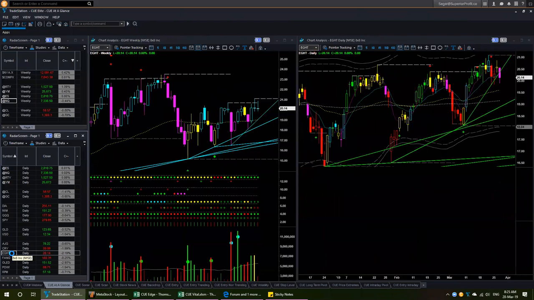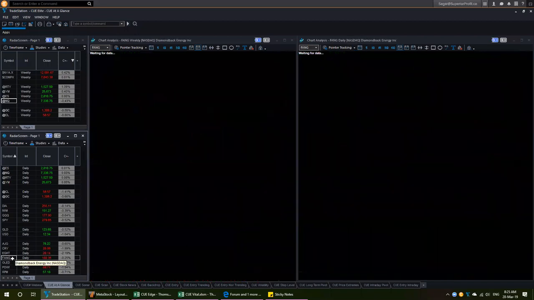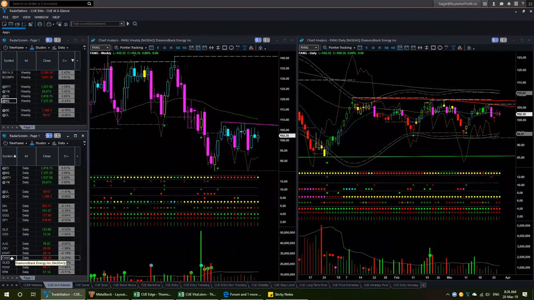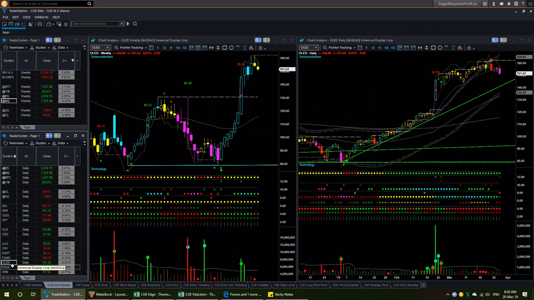EGHT, weekly is cyan. Therefore, we are not going to take any trend following short trade because weekly is not meeting the checklist conditions. We don't need to look at the daily at all. FANG, weekly is cyan. We don't need to look at daily at all. OLED, it doesn't have any trend following setup following the checklist because the weekly is yellow.